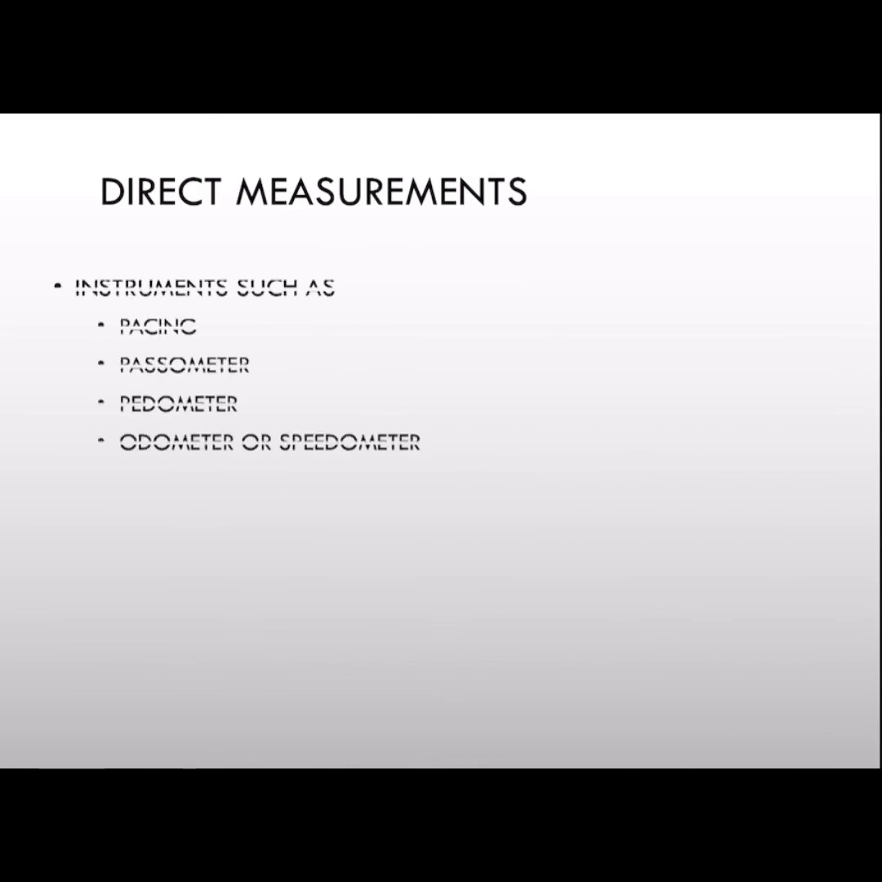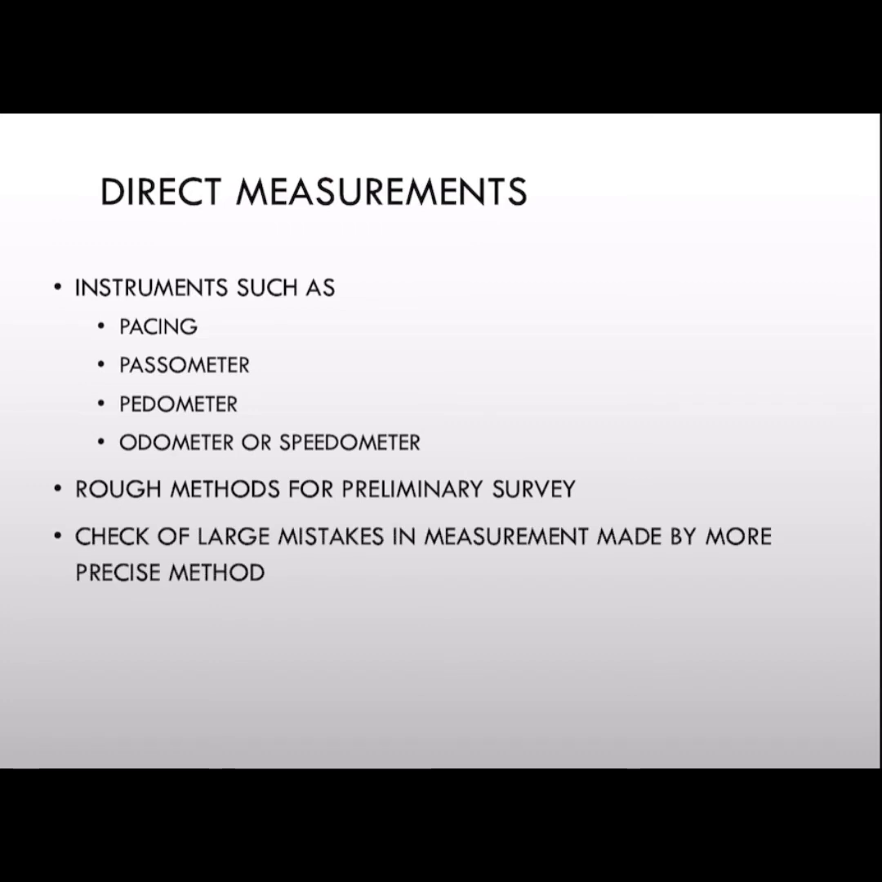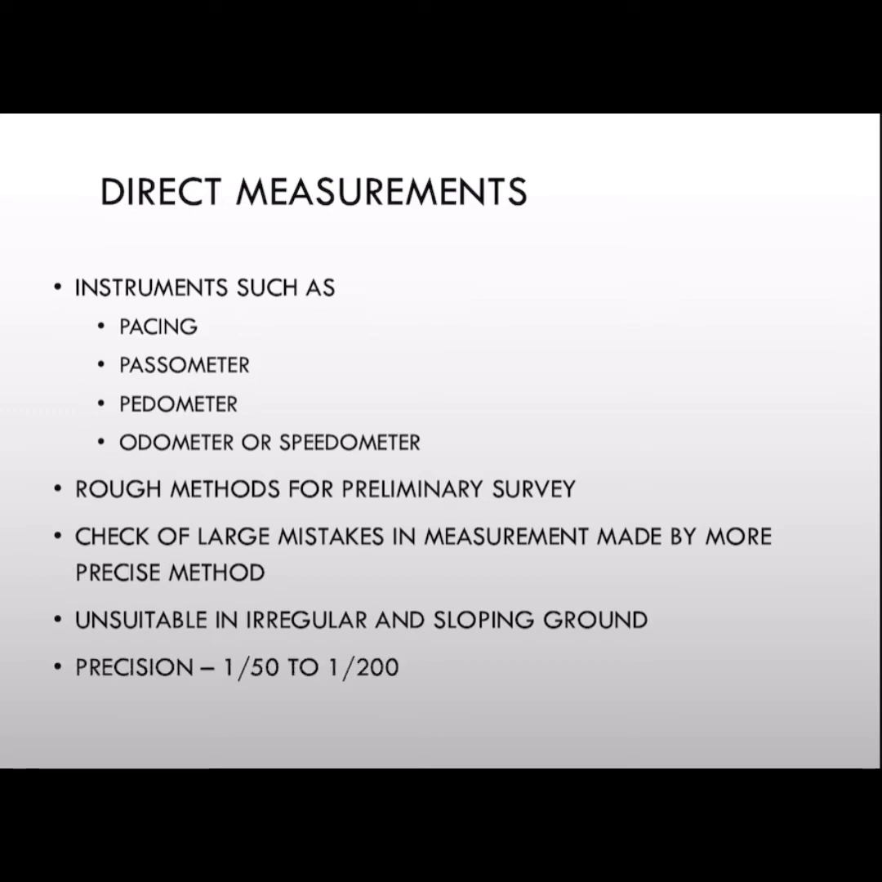Direct methods: instruments such as pacing, passometer, pedometer, odometer, or speedometer. It is a rough method for preliminary survey and the check of large mistakes in measurement made by more precise methods. It is unsuitable for irregular and sloping ground. And the precision will be 1 by 50 to 1 by 200.